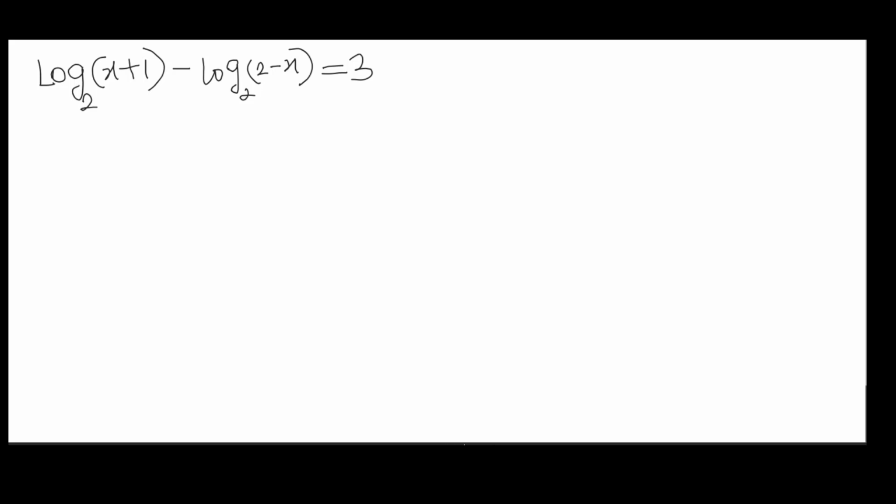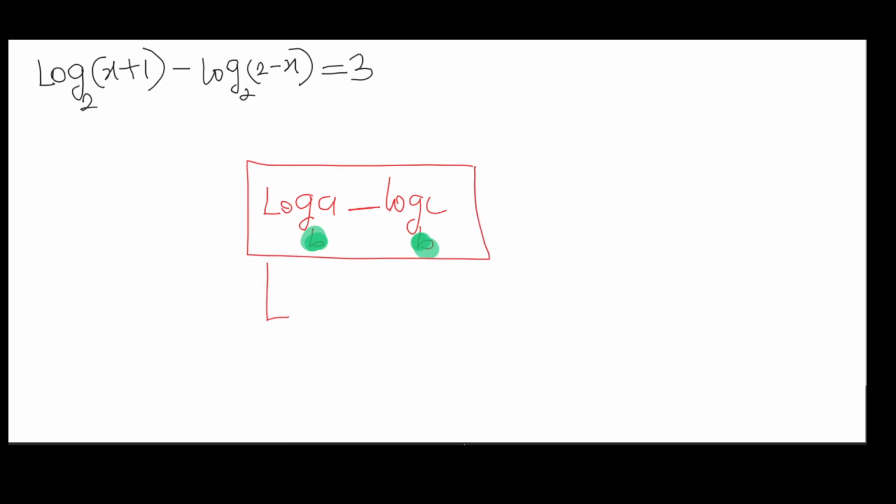Now, one of the laws of logarithm says when we have two different logarithms, say log base b of a, with subtraction between them, and the other logarithm log base b of c, provided that the two logarithms have the same base, that's the condition, then we can write this as one big logarithm with the same base b.